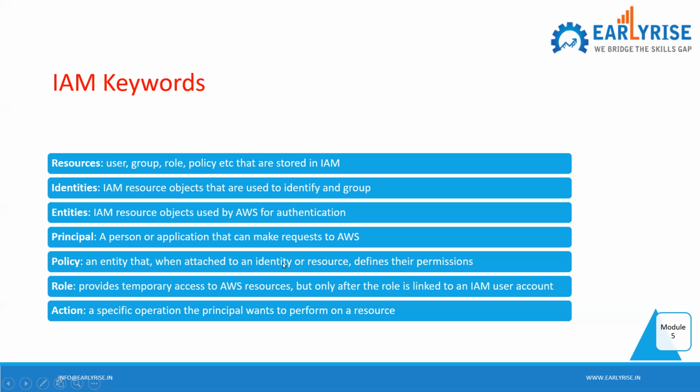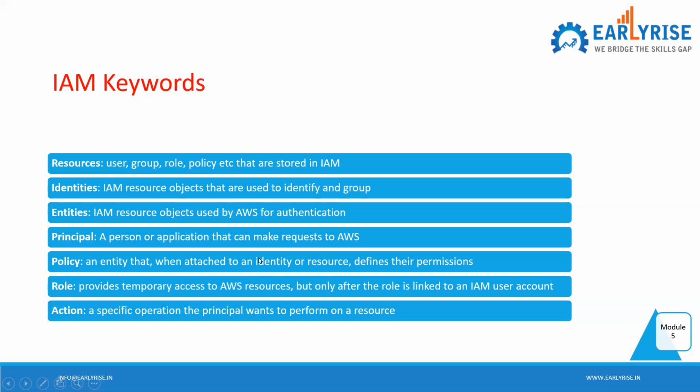It means a policy can be attached to a user. A policy can be attached to a group. A policy can be attached to a role. A policy can be attached to any resource, right? So you attach it and then it defines their permission.